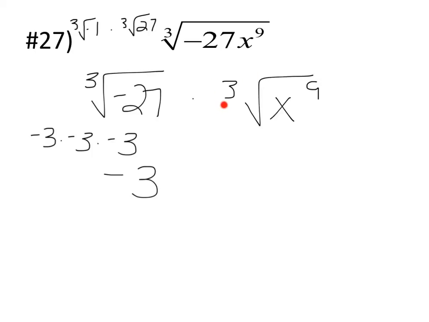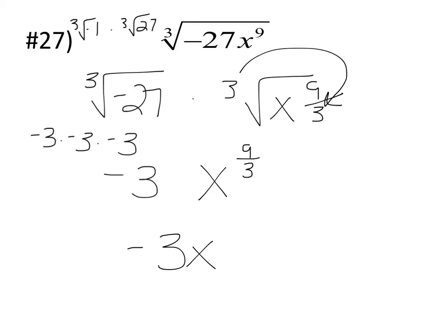When you come over here, you're going to take your index and take it back and divide your exponent by it. So then you end up with x to the 9 over 3, which we know is just x cubed. So your answer is -3x cubed. And that's it.